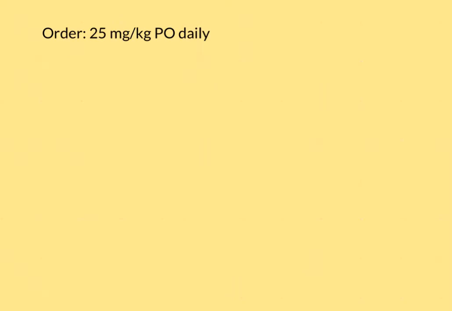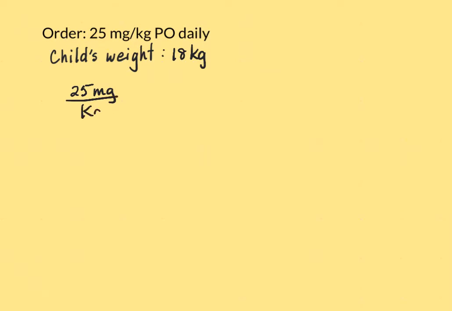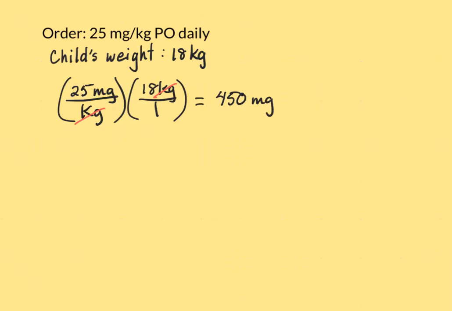An order might read 25 milligrams per kilogram of some medication by mouth daily. If this order were written for a child who weighed 18 kilograms, we would start with the order, 25 milligrams per kilogram, and we would multiply it by 18 kilograms, because that would allow us to cancel the kilograms, and then we would get 450 milligrams.